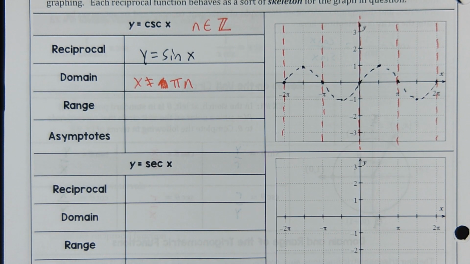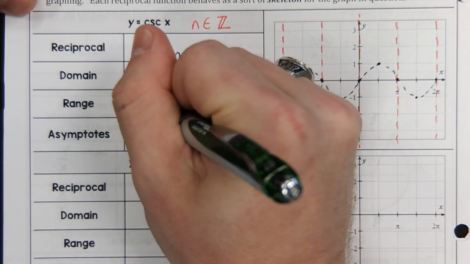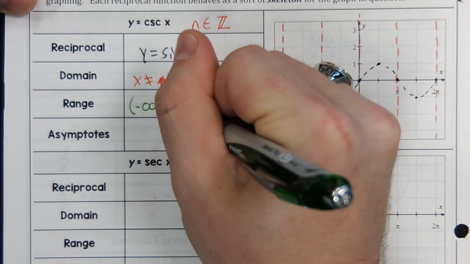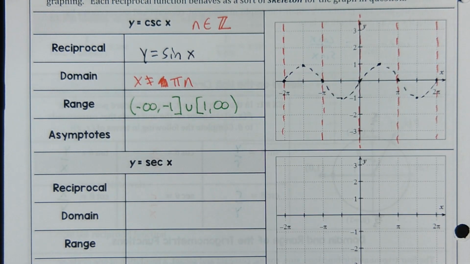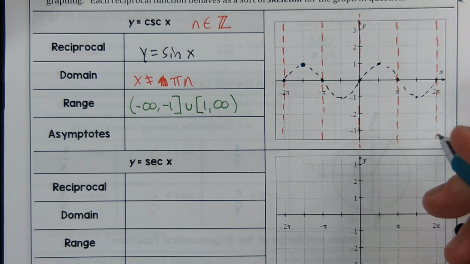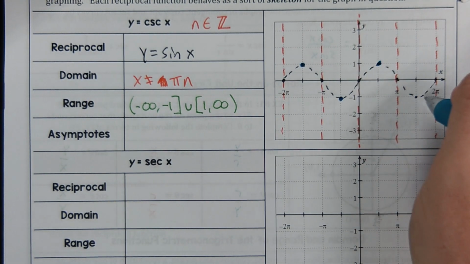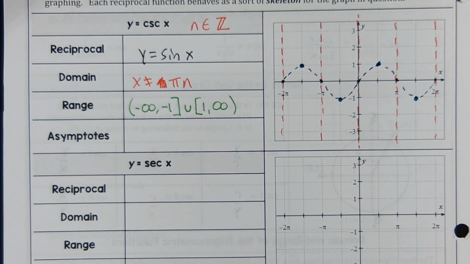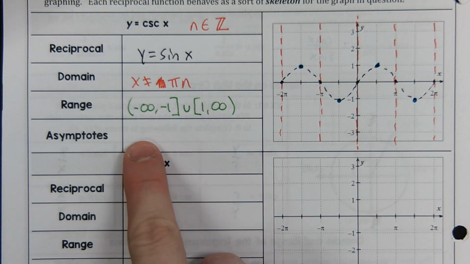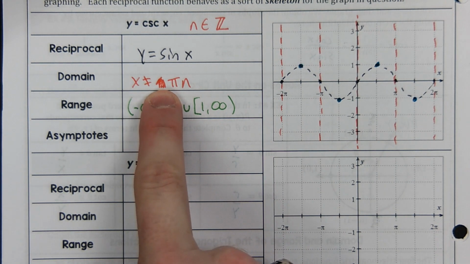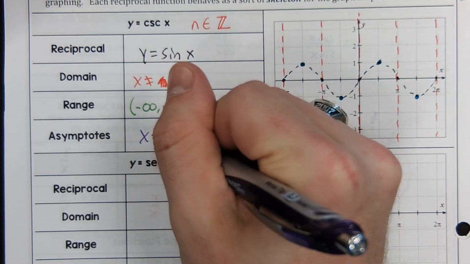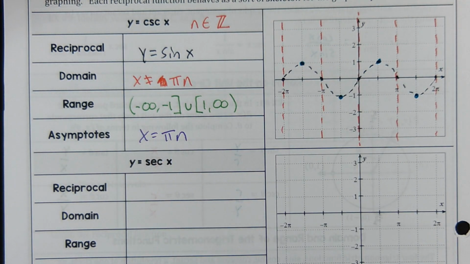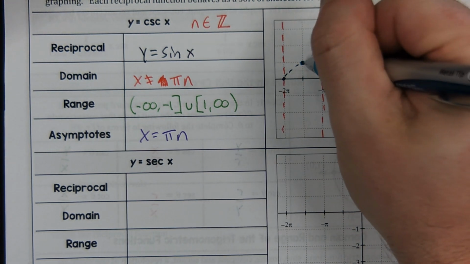The range. Well, we've already written that down. It goes from negative infinity to -1, and then from 1 to infinity. Because as it turns out, the reciprocal of +1 is +1, and the reciprocal of -1 is -1. The asymptotes are the x's that the domain can't be. So that's kind of a redundant thing to write, but let's just go ahead and do it. And we know that it goes up to infinity and down to negative infinity, so it actually looks like this.